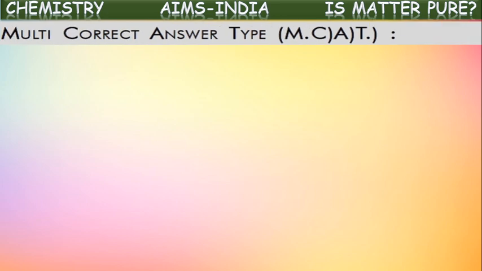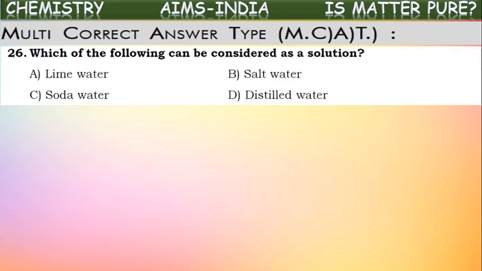First of all, these multi correct answer type questions. So here a question contains four options. Out of four, one or more than one correct answers may be there. We have to select carefully. So read the question and answers carefully and select the answers. See the first question. Which of the following can be considered as a solution? See, which of the following can be considered as a solution out of this?